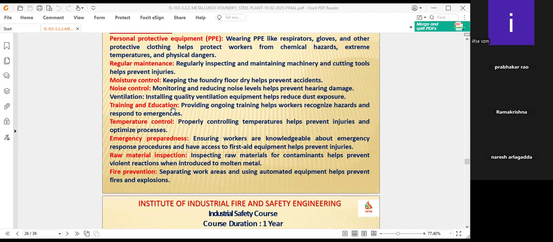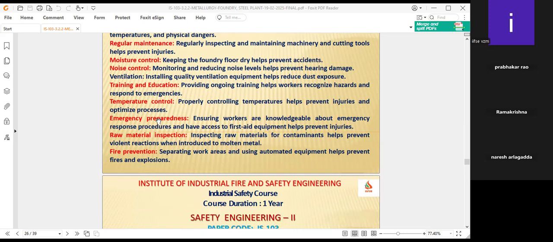Of course, training and education is very important. Ongoing training helps workers recognize hazards and respond in an emergency. Everybody thinks that once the training is given it is over, and that worker is already placed in finishing, degating or surface cleaning. We cannot leave him like this. We have to continuously tell and inform them, and finally they will become educated through the training. That's why training is an ongoing process.